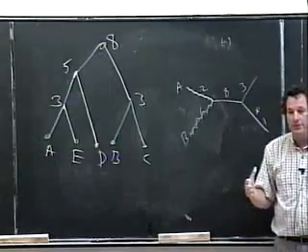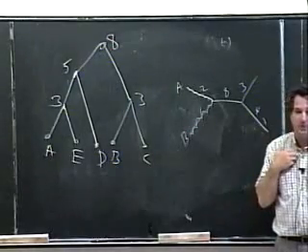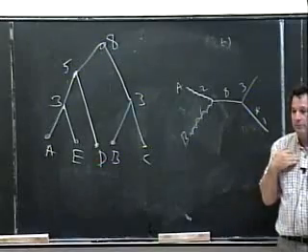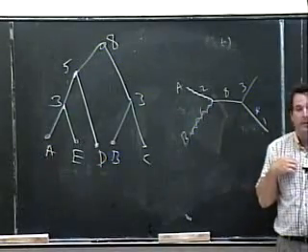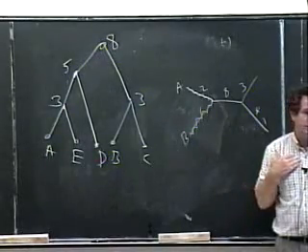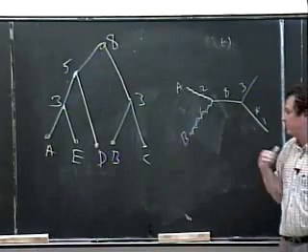And additive is a property you absolutely expect from an evolutionary tree. If you think about it, every ultrametric tree is additive. But not every additive tree is ultrametric. Okay? So we'll talk about this next time.